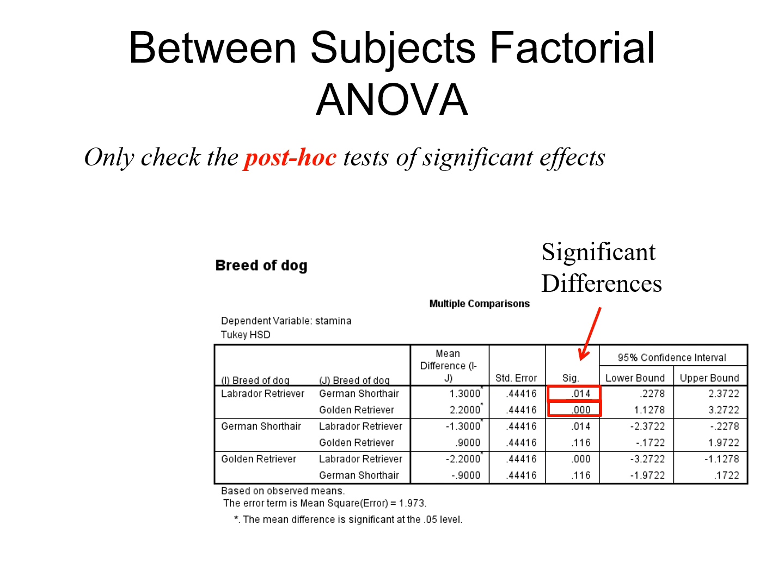So we're only going to check the post hoc test for significant effects. We don't look at the differences that are not significant, and we will get a table, by the way, of post hoc tests for owner. But what we're interested in is breed of dog.